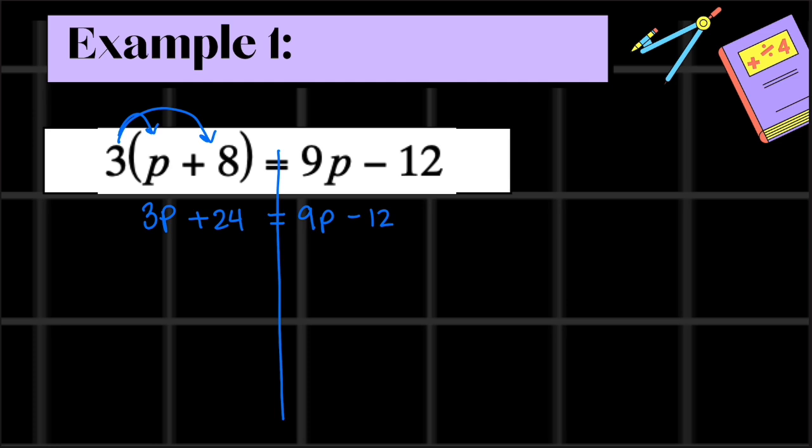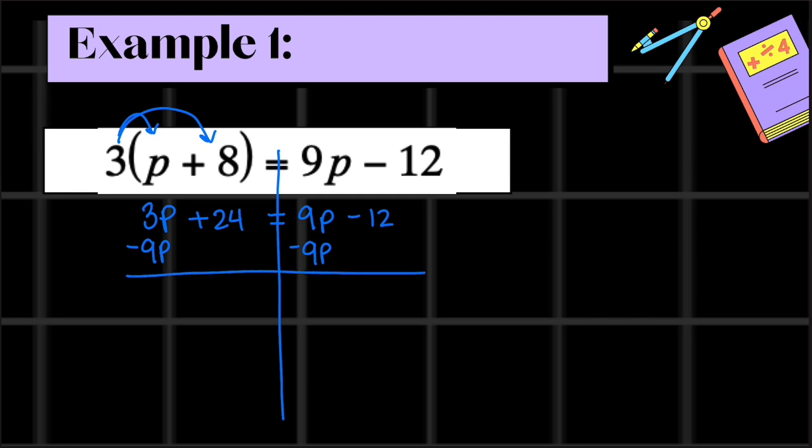We're going to move on to step 3, which is to put the variables on one side of the equal sign and the constants on the other side of the equal sign. Me personally, I like to put my variables and variable terms on the left and the constants on the right. Since I already have the variable term 3p on the left, I'm going to move the variable term 9p to the other side by doing inverse operations. So I'm going to subtract 9p from both sides, because what you do to one side, you have to do to the other side.